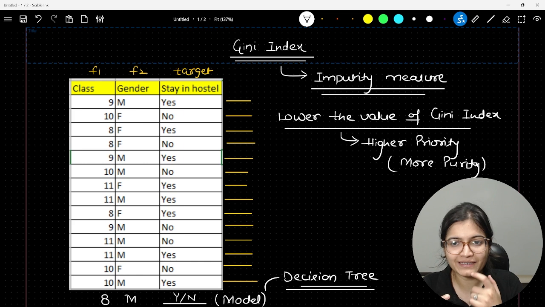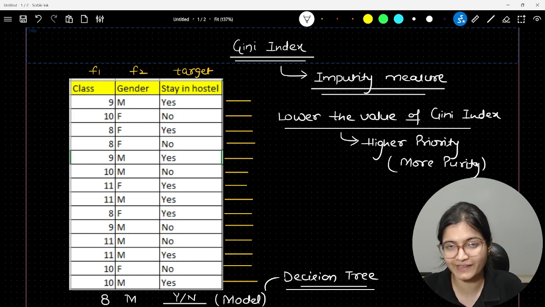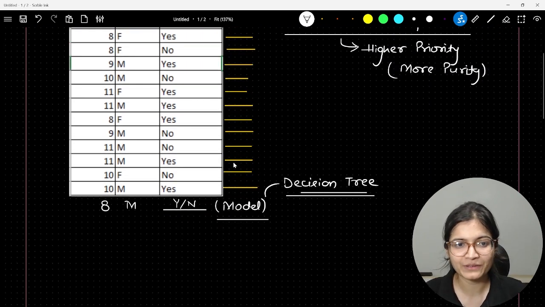Now the question would be, how can we evaluate this Gini index value? That's the next question which we have to understand. So in that scenario, we will be having 4 different classes: 8, 9, 10 and 11.